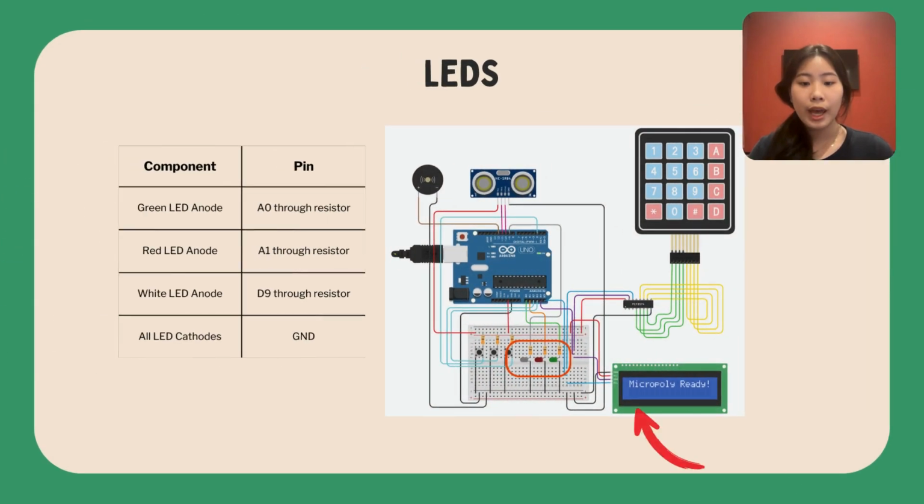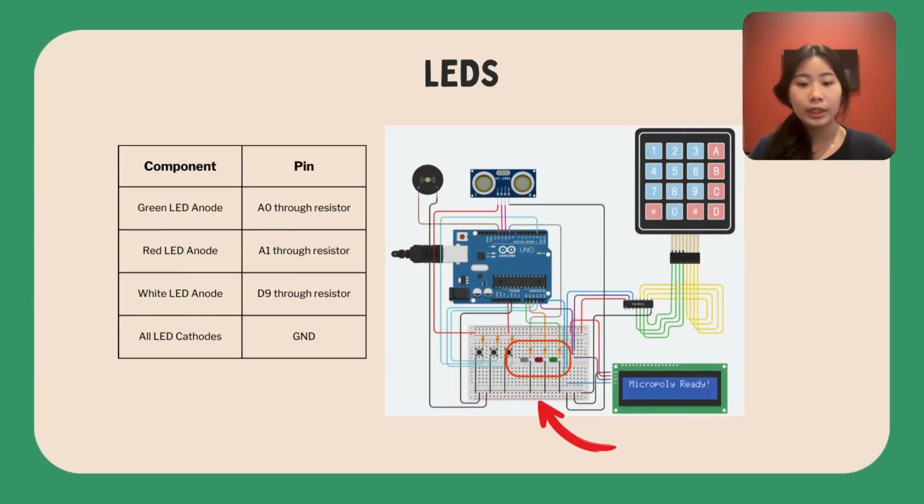For LED, we have green LED, red LED, white LED. They will be connected to pin A0, A1, D9 respectively, and all LED cathodes will be connected to the ground.